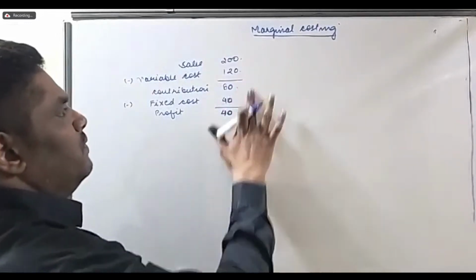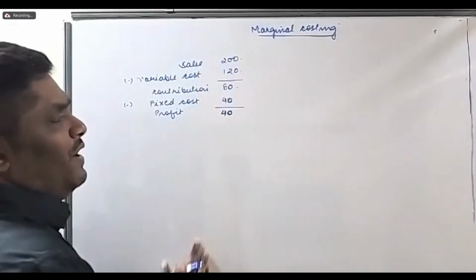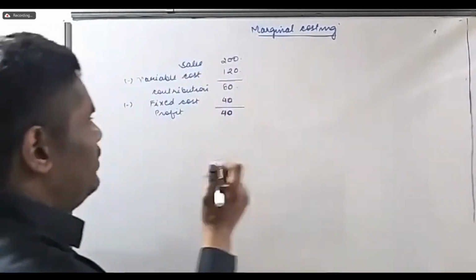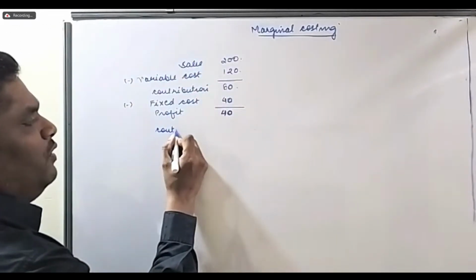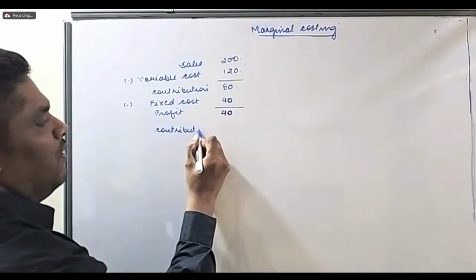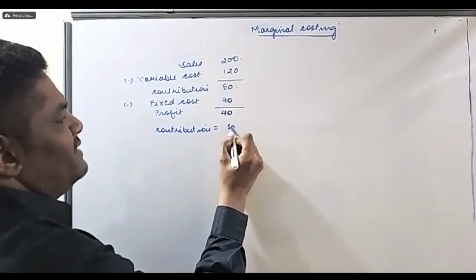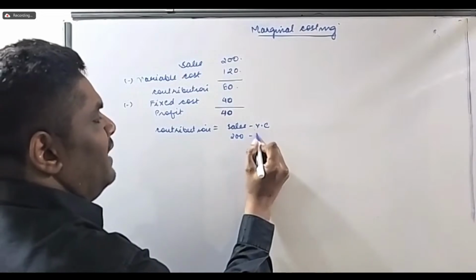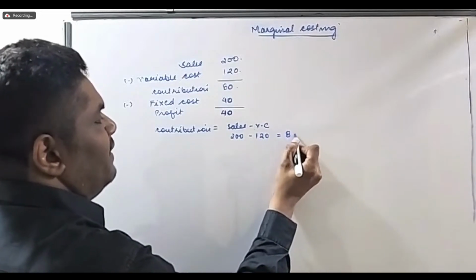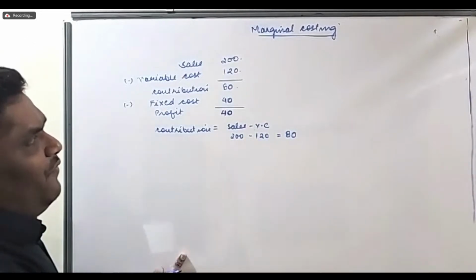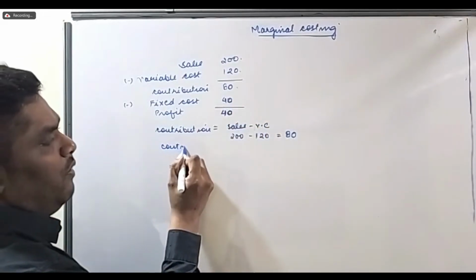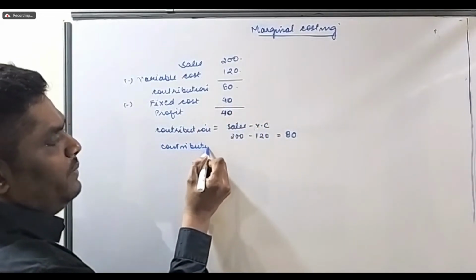Now, when talking about the formulas, what will be the formula for contribution? Very simple, we can say sales minus variable cost, that is 200 minus 120. There can be another formula also, that is profit plus fixed cost can also be contribution.